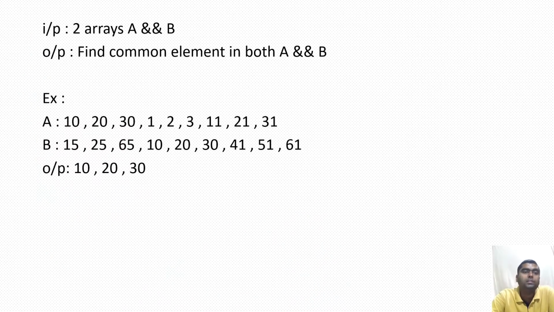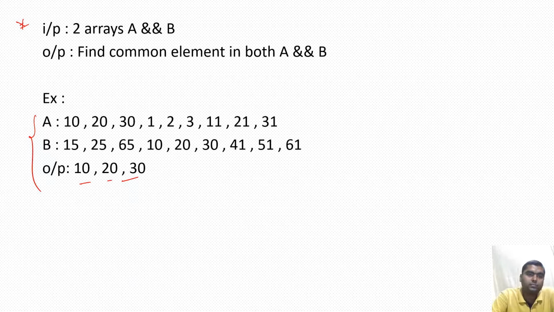Let us see one more question. So there is a problem in hand that two arrays A and B are given. This is input. Output is find common element in both A and B array. So as an example, these two arrays are given. So what are the common elements in both? 10 are there in both. So 10, 20 and 30. Okay. So this is how we can solve this particular problem with lesser time. Okay, time complexity is less.